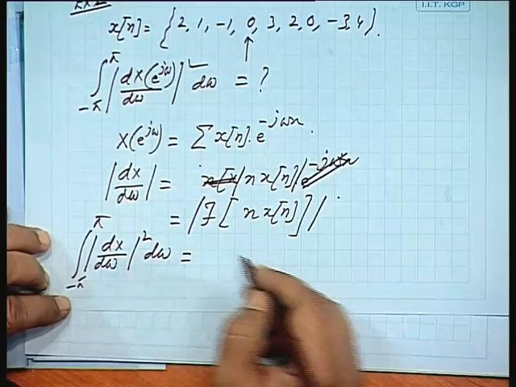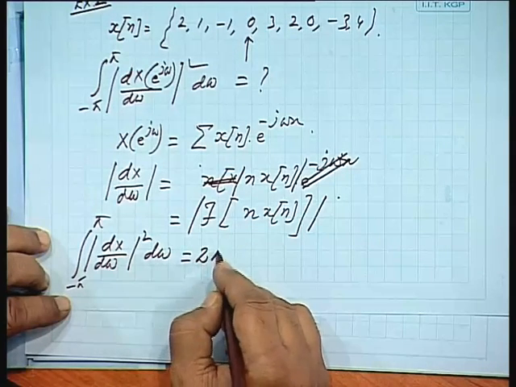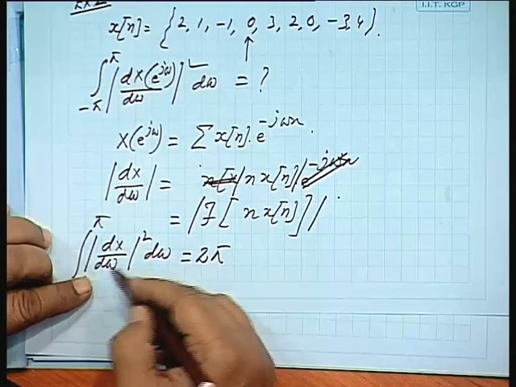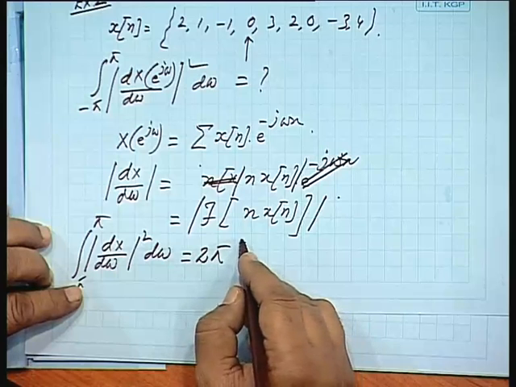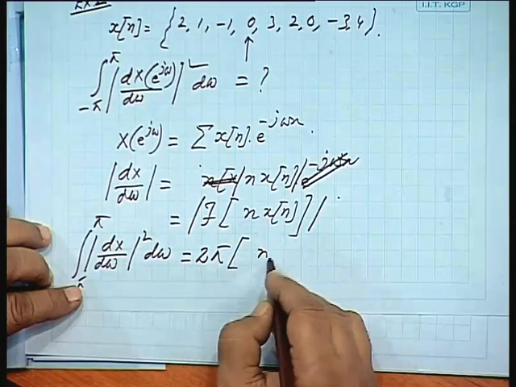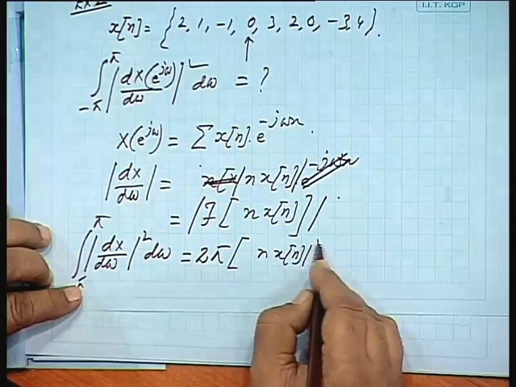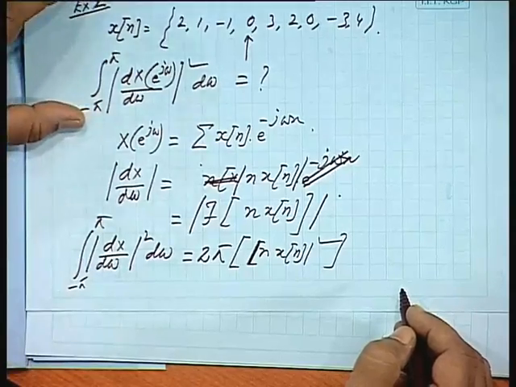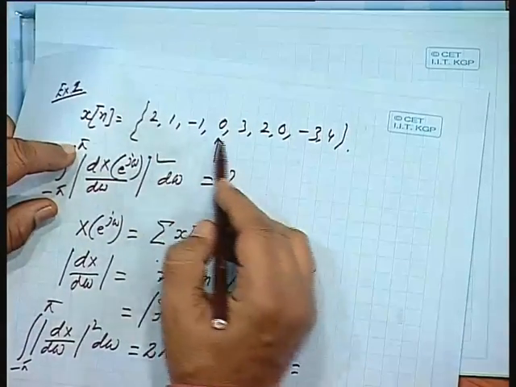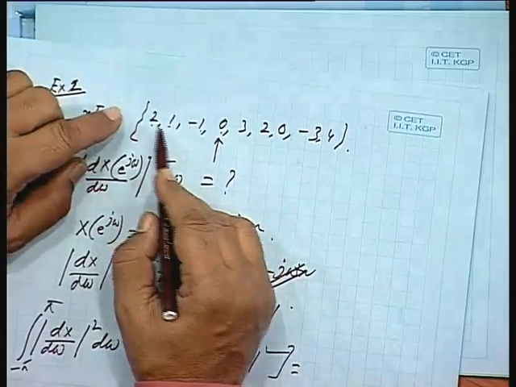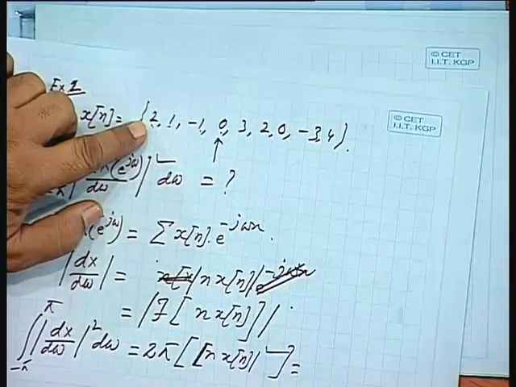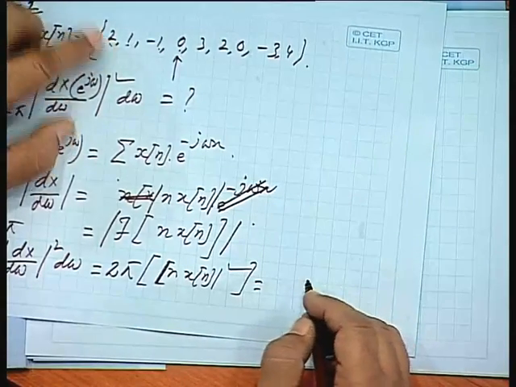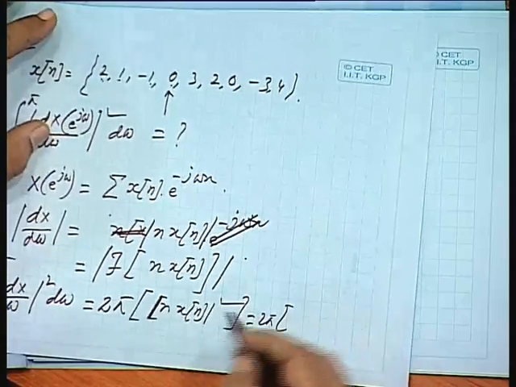You remember Parseval's theorem we discussed last time, this basically represents the energy content of the signal n x n. In the frequency domain it is this, and in the time domain it will be this, n x n squared. Okay. So, if you compute this, this is 0, minus 1, minus 2, minus 3. So, minus 3 into 2 squared. So, minus 6 squared. So, that becomes, is it all right? It is 2 pi into n x n squared.